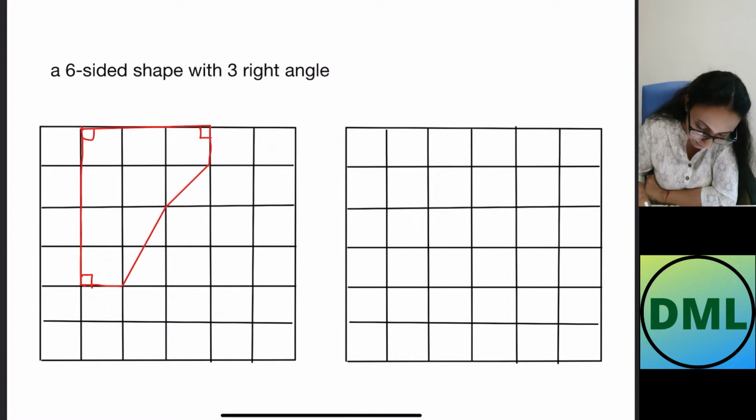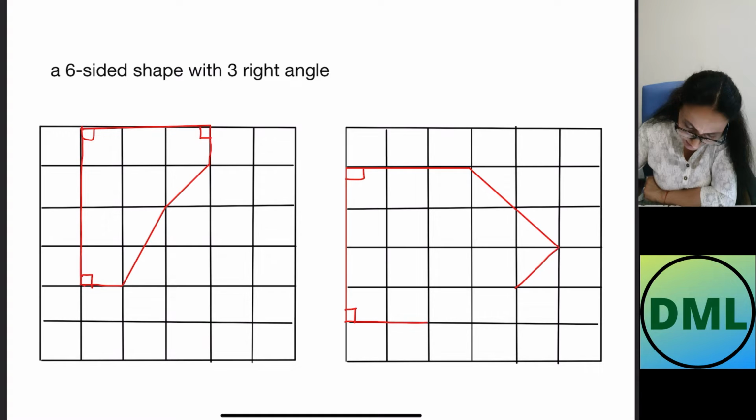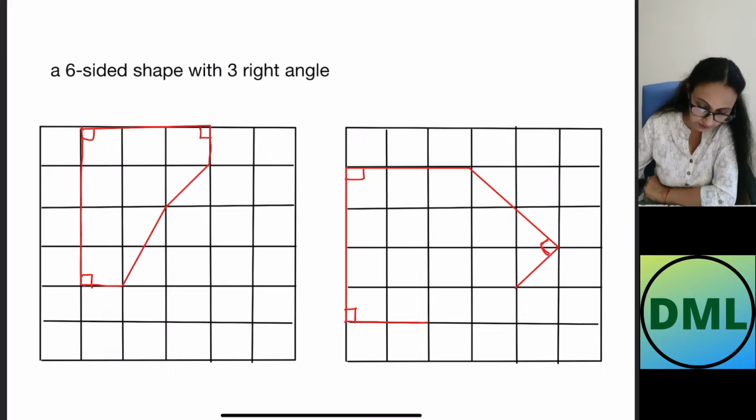I'll start from here. I will go like this. I will go like this. So this is my right angle here. This is my right angle here. If I go from here and if I go like this, so this is my right angle. Both lines are perpendicular to each other.